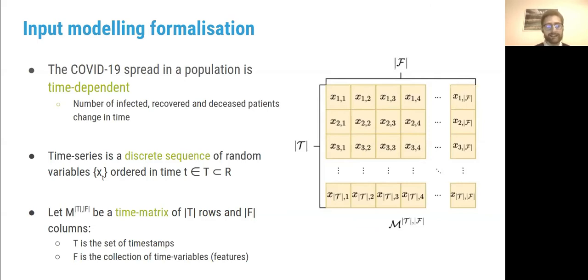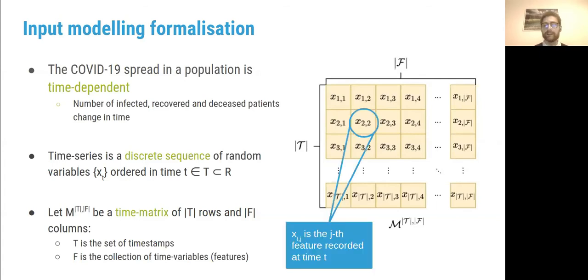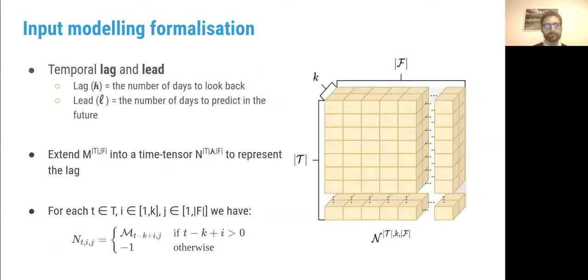Now, to formalize, let M be a time matrix of T rows and F columns, where F represents the set of random variables, or in machine learning jargon, features. The figure here on the left of the slide represents this formalization, where each cell x_t,j is the jth feature recorded at time t.